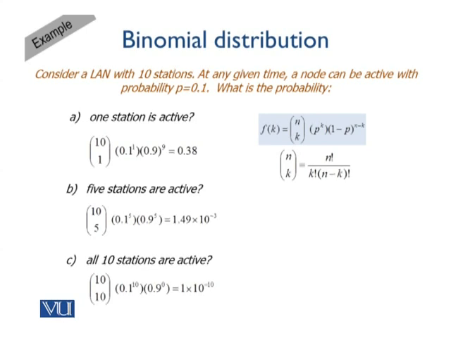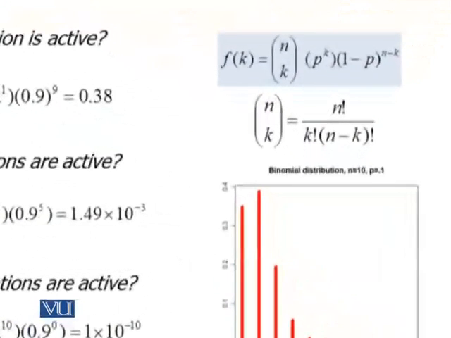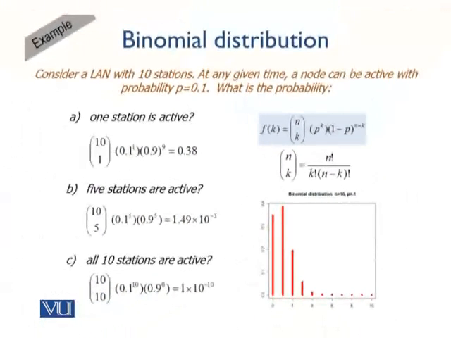So using the formula that we just defined, we calculate the probabilities. The thing that we see in the formula, in which you have n and k written in a bracket, is how many ways you can choose k items from a population of n items. The formula for this is n factorial divided by k factorial multiplied by n minus k factorial. So using this formula, we calculate the probability of having exactly one station active as 0.38. You can see the calculation on the screen now.